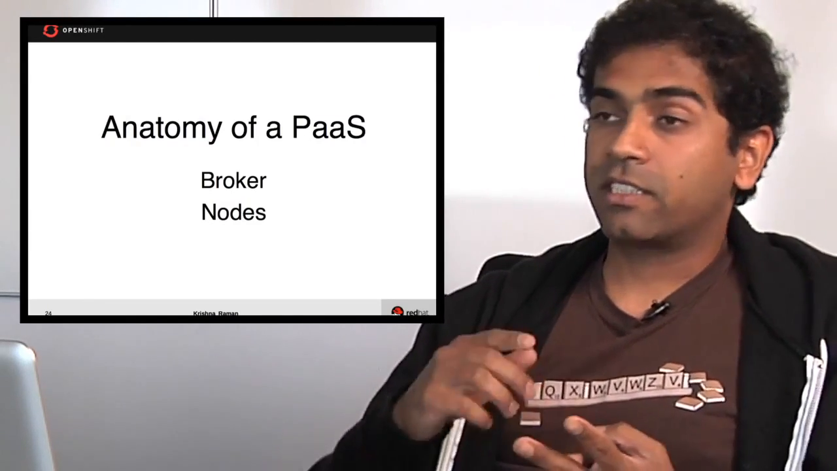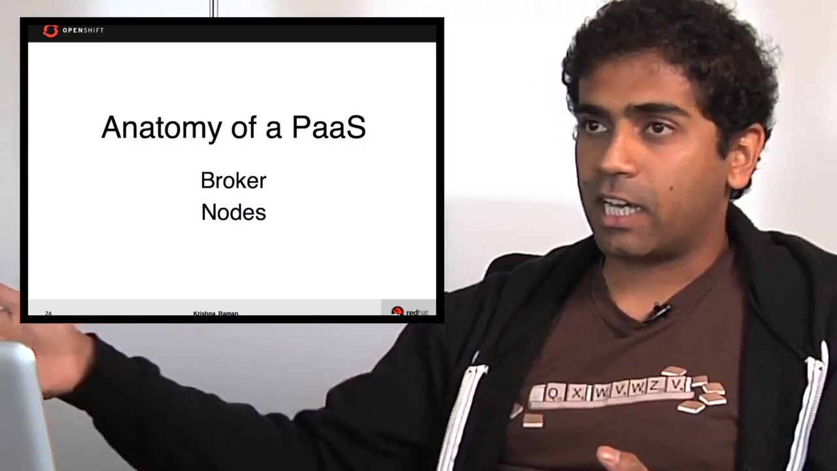The broker is the REST API front end. This is where all of the client tools, the website, and any REST API client that you build will contact to create the application, to add cartridges to it, and all of those. It also takes care of DNS for that application, and it does the application lifecycle management.